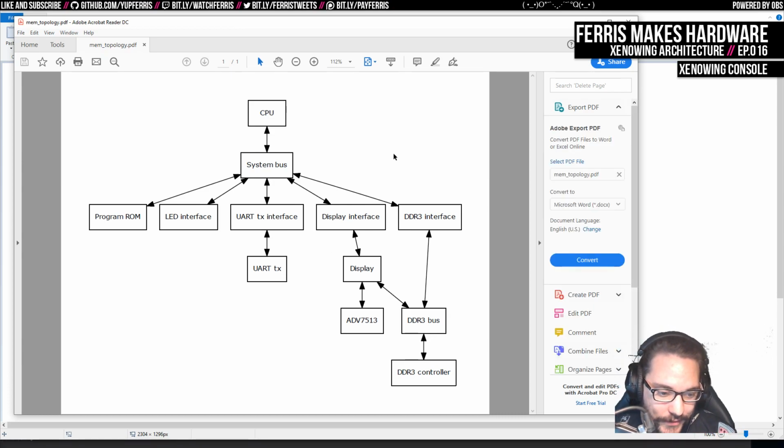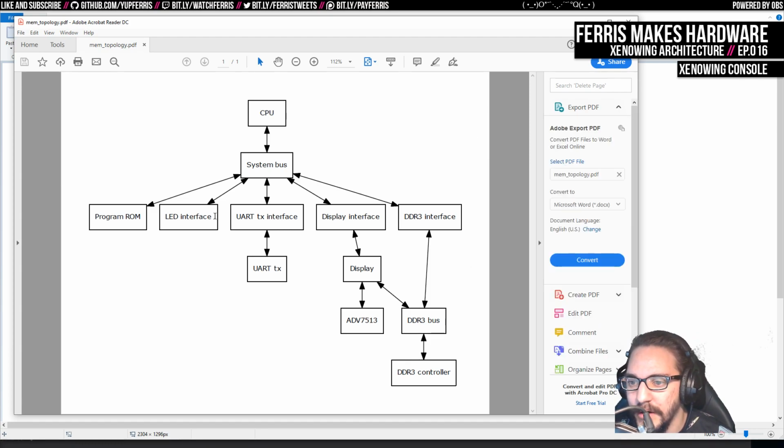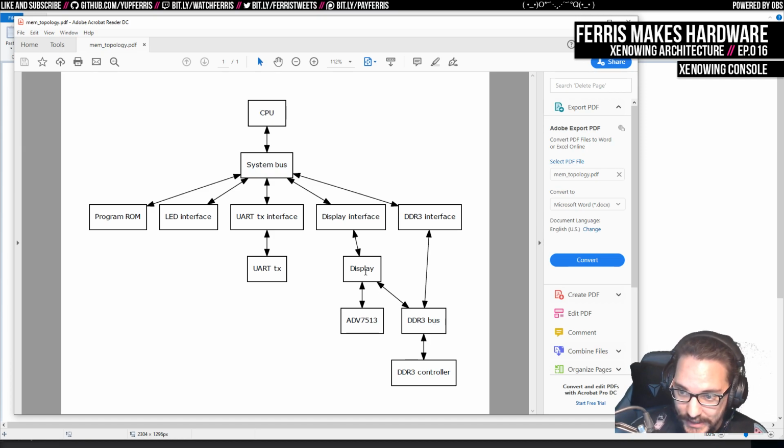But I've always been a little bit bothered by a couple things. So this is what we had before. We have the DDR3 controller, this DDR3 bus. This was multiplexed by the DDR interface and the display interface. Yeah, I think this is correct for what we have now.